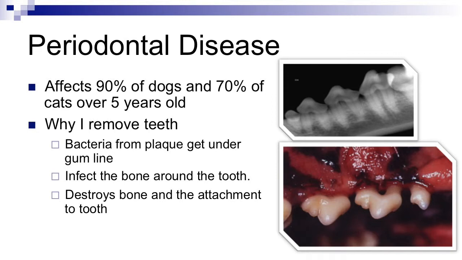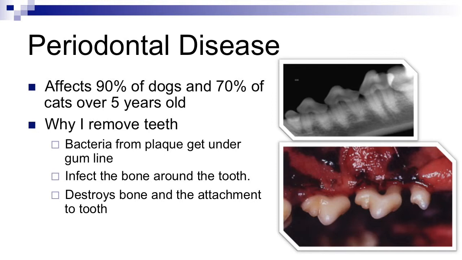Now, in that 90%, 70%, there are different degrees of periodontal disease. But periodontal disease really is why I remove most of the teeth that I remove. Because what happens is bacteria from the plaque, those 10 trillion bacteria, get underneath the gum line. And then those bacteria start to infect the bone. They also start to infect the gum tissue. They destroy the bone, they destroy the periodontal ligament, they destroy the attachment of that tooth, and they cause teeth to get loose, they cause teeth to be painful, they can even turn into a full-blown abscess in there.